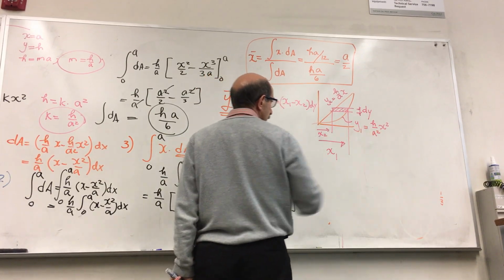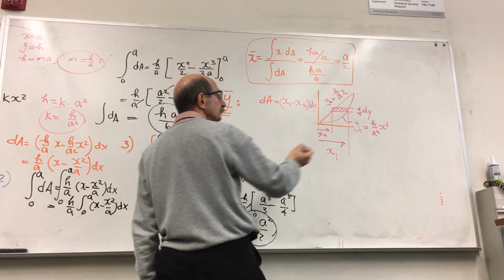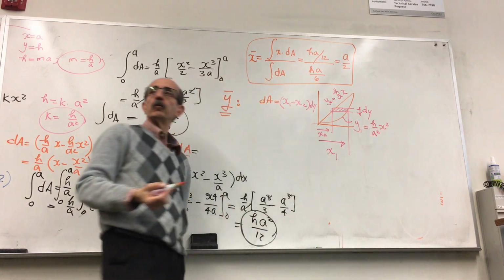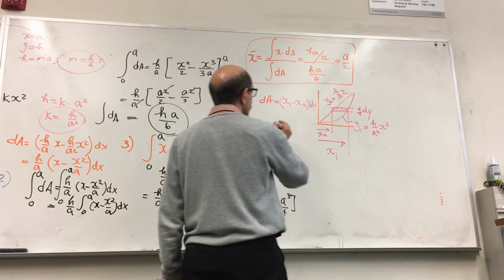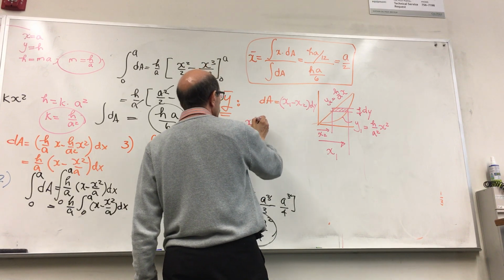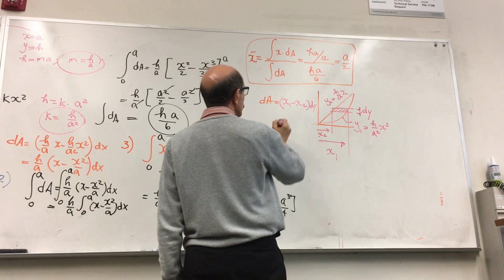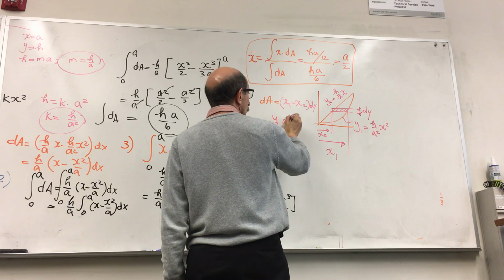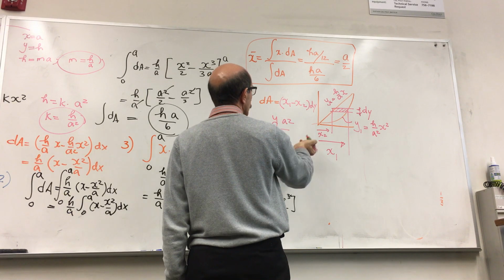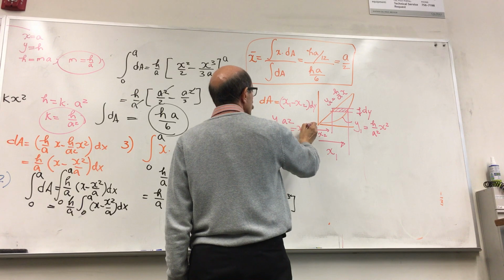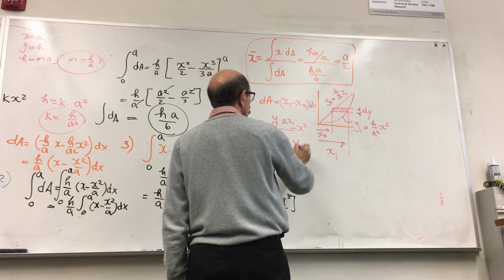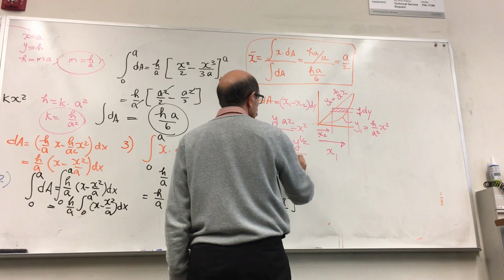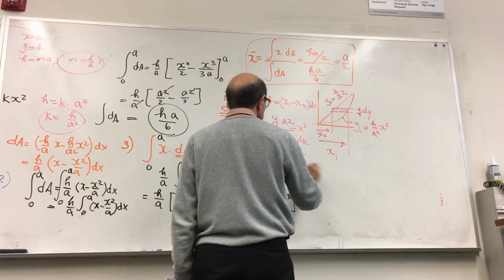So I need to set x1. x1 is from here. In other words, you need to find x as a function of y. So for x1, you have y a squared over h is equal to x squared, or x is a y to the half over the square root of h. So that is x1.